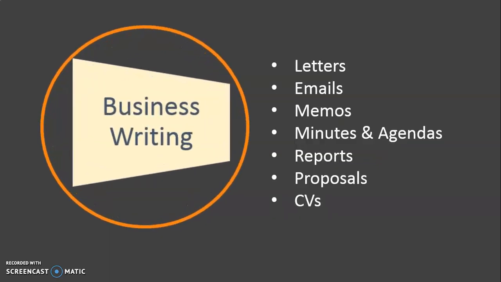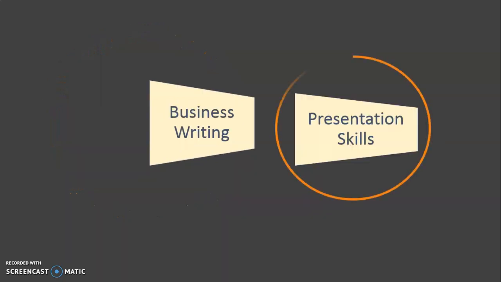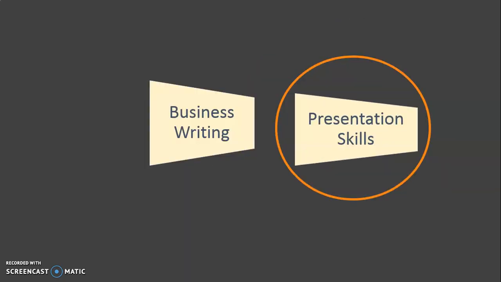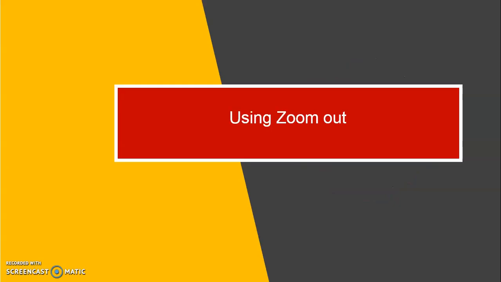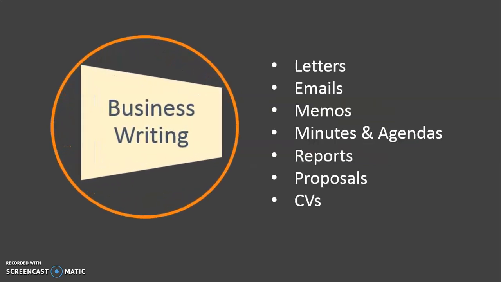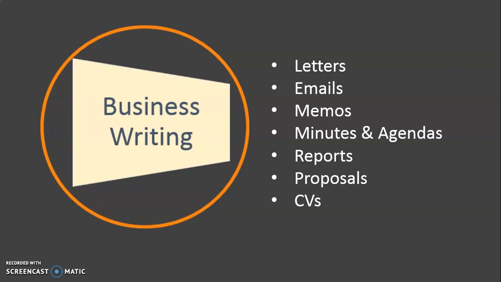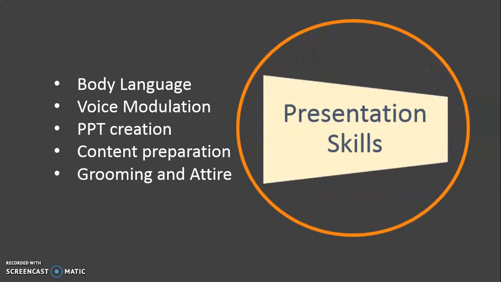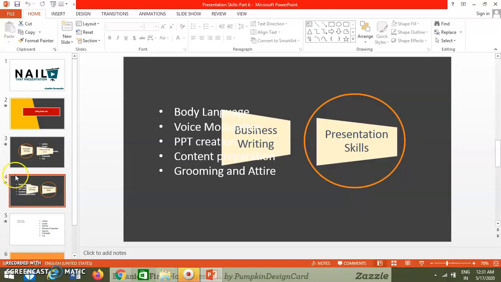So you see how this is zooming out. Then I go to the next part and I zoom out to presentation skills. Once again, basically business writing and presentation skills, these are the two major parts in a business communication. So what is business writing, if I want to show? Here business writing consists of all this, whereas presentation skills consists of all this. So quite nice, right? So how do I get this option?